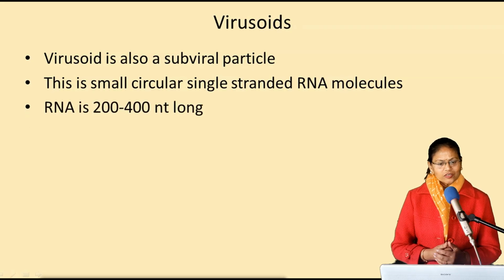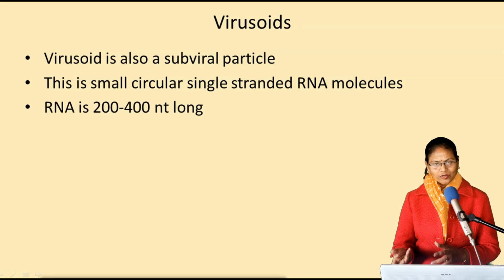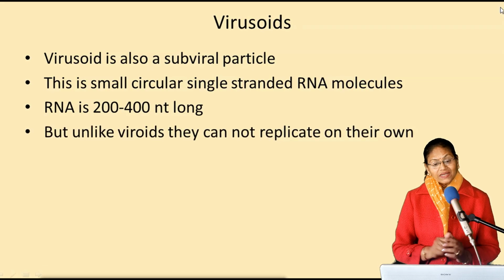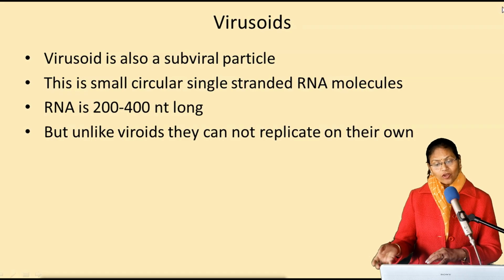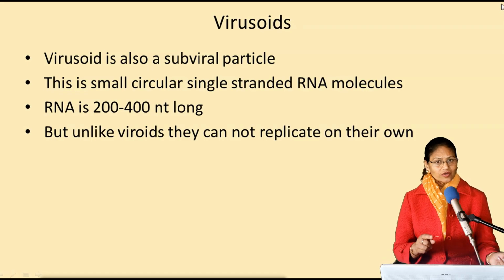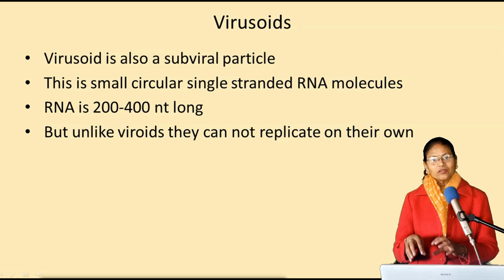Almost the size is also the same, 200 to 400 nucleotides long. So all these three characters are just like the viroid. But unlike the viroids, they cannot replicate on their own. You saw that viroids were replicating by their own, although they were dependent on the host components, but they were not needing any other helper virus. But here, they cannot replicate on their own.